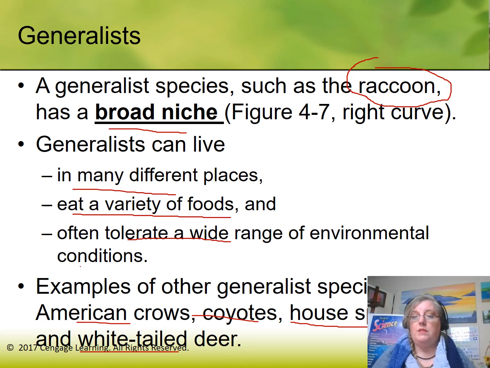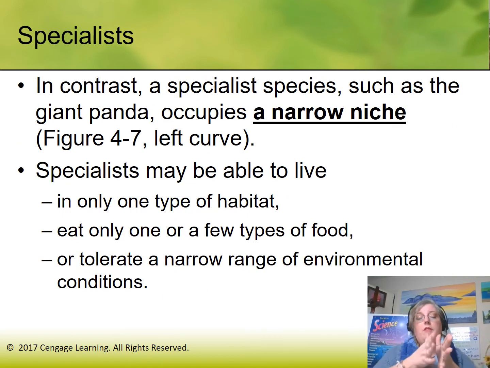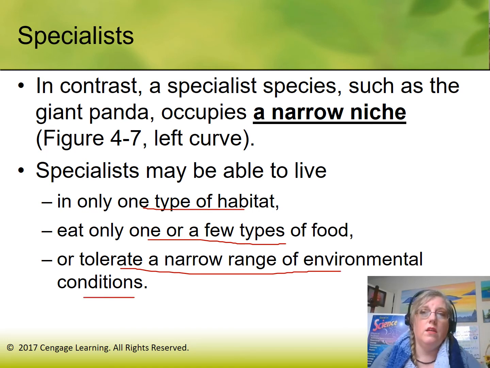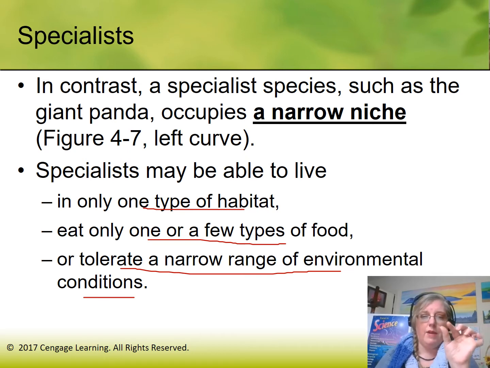Let's talk about specialists, though. Specialists have a very narrow niche. They are really, really picky about what they want. Only one type of habitat, they eat only a few types of food, and tolerate a very narrow range of environmental conditions. So you've got to think, why would this be a good thing? Why would any animal, if you can only eat a couple of things, only in a little bit of habitat, only in a narrow range of environmental conditions, why would that be a good thing?